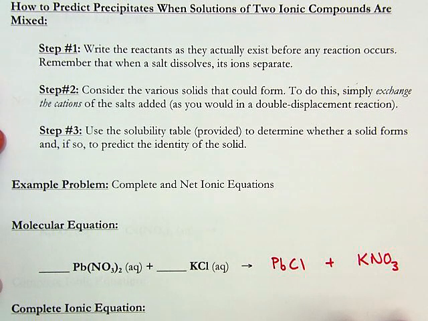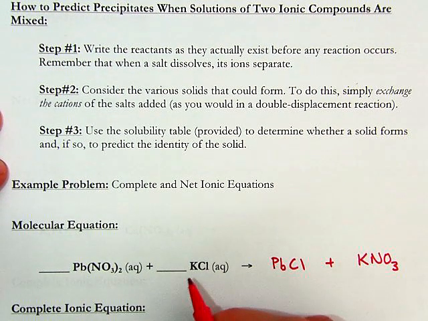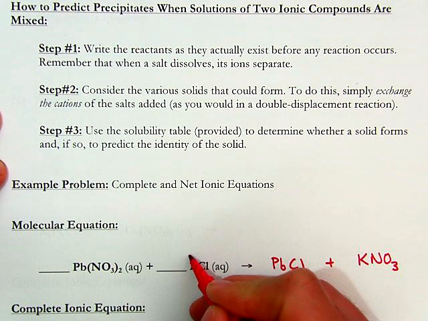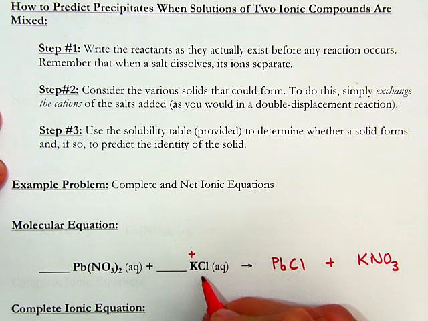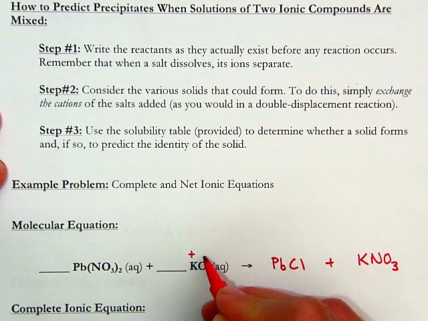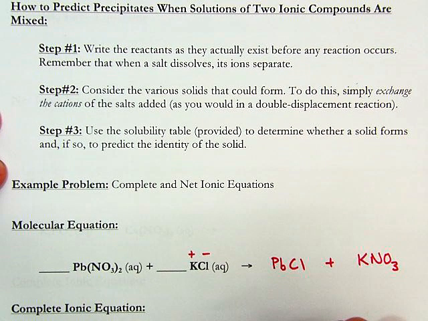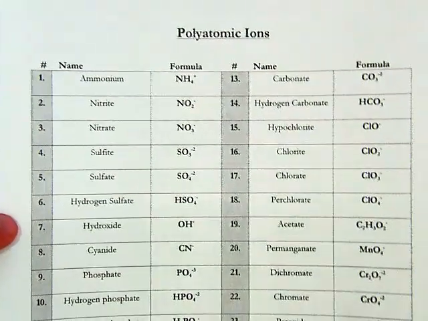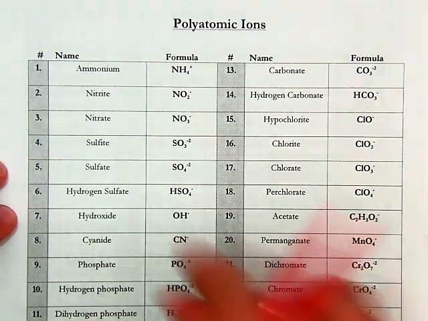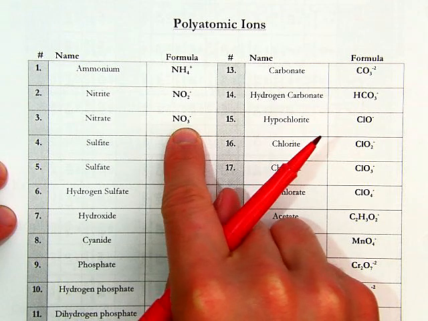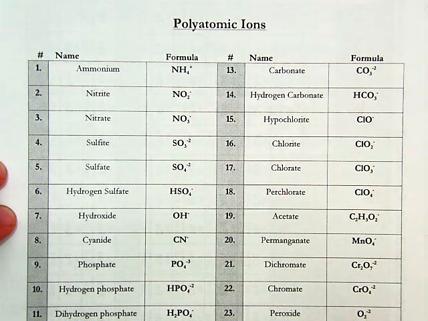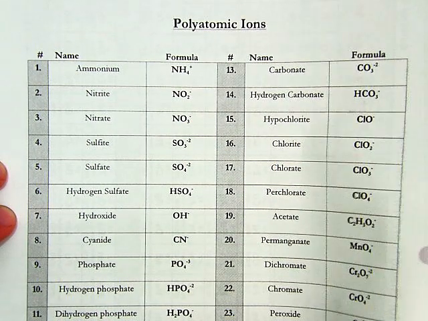So when we're looking at our example problem, potassium is in column 1A, it has a charge of +1. Chlorine is in column 7A, it has a charge of -1. So +1, -1, that's a neutral compound, right? Now over here, nitrate is a polyatomic ion. If we're looking at the back of our periodic table here, I have a list of some common polyatomic ions. Nitrate right here is NO3, has a charge of -1.